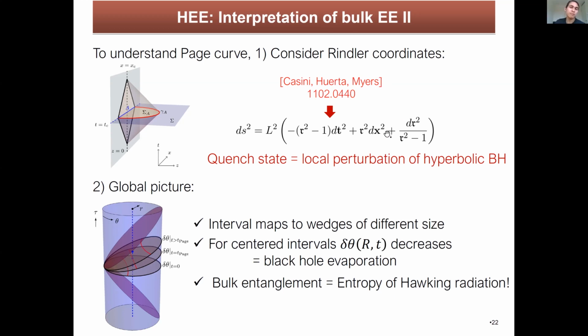But so that's one part of the interpretation. The second part is that, as seen from the global picture, the calculation that I'm doing is actually a bulk entanglement for an entanglement wedge that is decreasing in size. That means that this hyperbolic black hole is in fact decreasing in size.